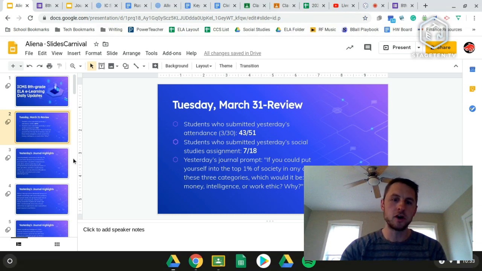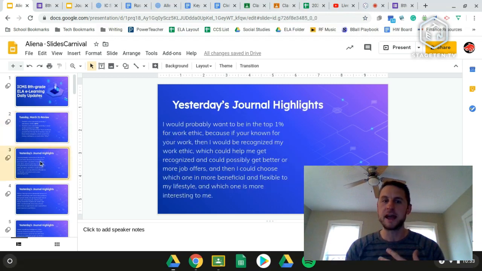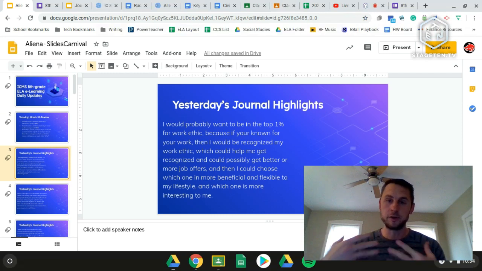So yesterday's journal prompt was, if you could put yourself in the top 1% of society in any of these 3 categories, which would it be? Money, intelligence, or work ethic, and why? I picked some highlights, basically one for each answer. There were a lot of really good answers, so please don't be offended if I didn't pick yours. These are just 3 that I thought were interesting, and I picked one that went with each of the options.